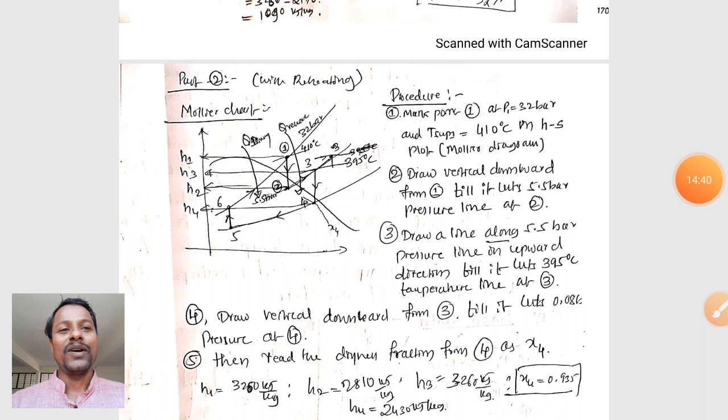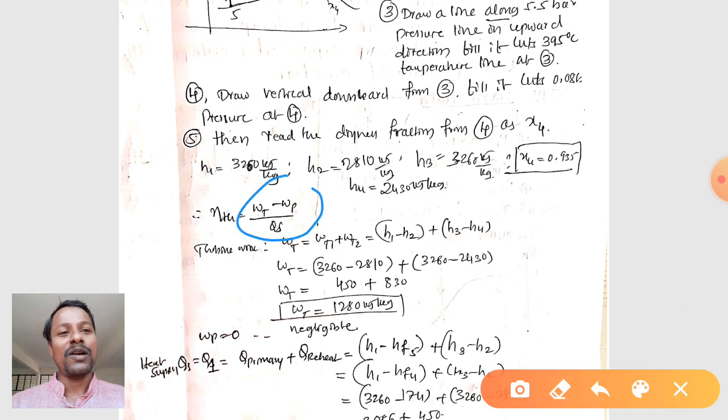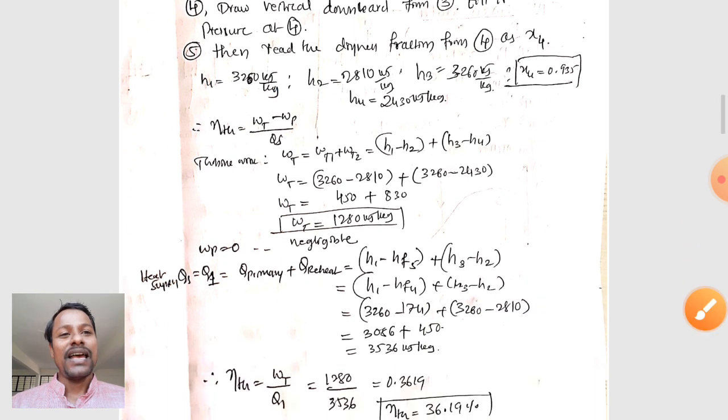Now let us go ahead with part 2, the Rankine cycle with reheating. Let me again give a brief overview of the solution. We need to calculate the thermal efficiency, which is again turbine work minus pump work upon heat supplied. So I need to calculate the turbine work and pump work. Pump work is negligible, so heat supplied I need to calculate.